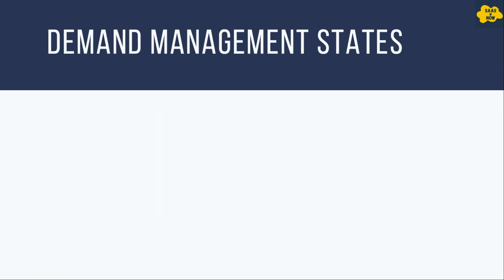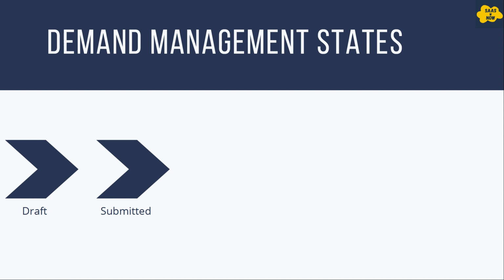Demand management states. Demand goes through different stages. When you create a demand, it goes through different states. The first one is draft. When a new demand is created, the state becomes draft. Next is submitted. When the user submits the demand, the state becomes submitted.